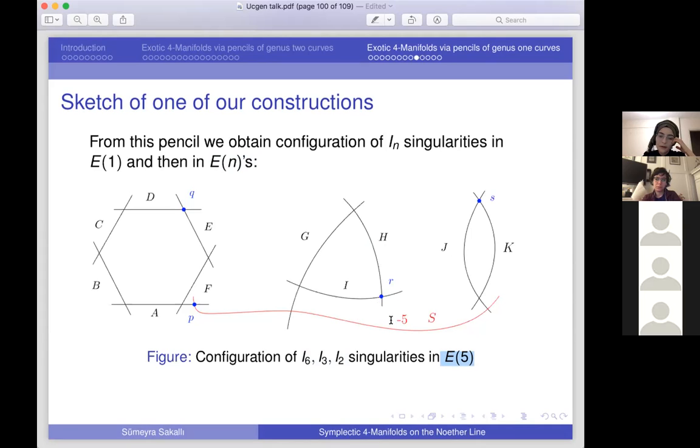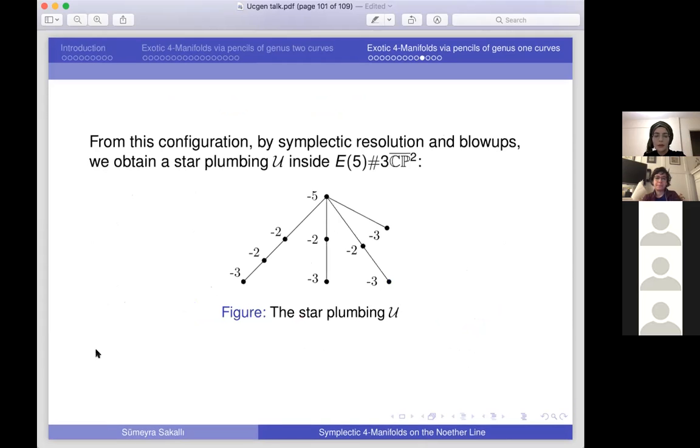And here the red curve is the -5 section of that manifold. And then out of this configuration, again, I did some certain symplectic operations. Out of this, I obtained this diagram. And this is one of the plumbings that we use in the star surgery. And this is a star-shaped plumbing. And it lies inside this 4-manifold, E5 blown up 3 times. And I obtained this configuration.